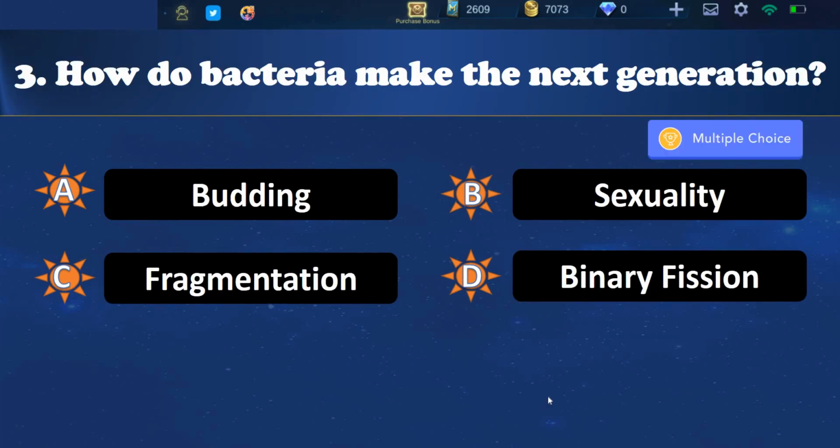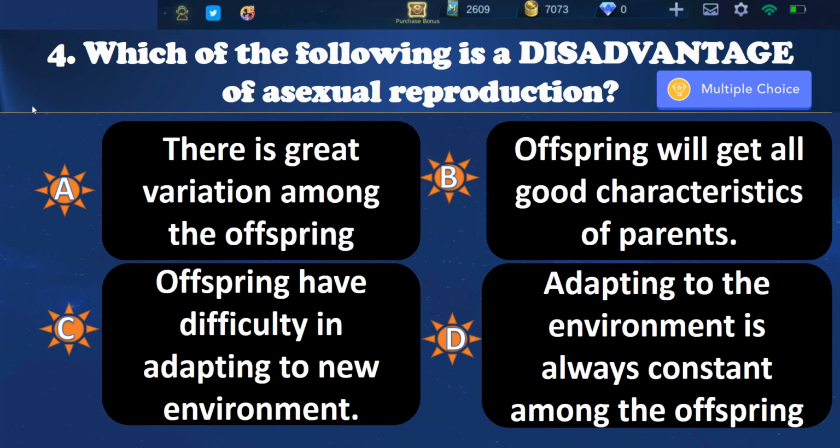Number 3. How do bacteria make the next generation? Is it through budding, sexuality, fragmentation, or binary fission? Go. Time is up. The correct answer is letter D, through binary fission. Let's proceed with question number 4.